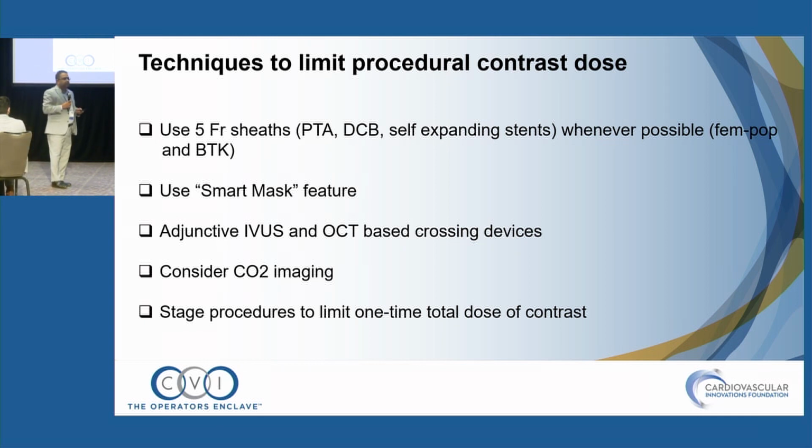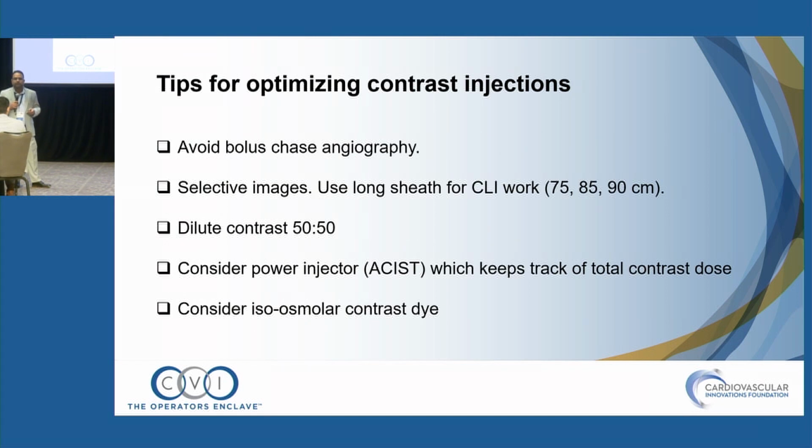There are self-expanding stents out of 4 French, but I often use 5 French sheaths and long sheaths for my below-the-knee work. SmartMask, we'll go over a lot of SmartMask cases. Adjunctive IVUS, and there's some OCT crossing devices. CO2 imaging, and then staging, so we don't give a ton of contrast for a single case.